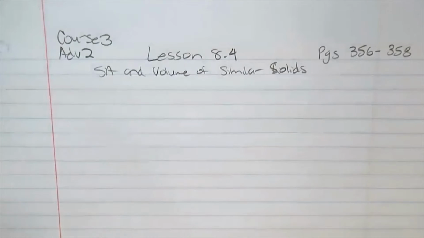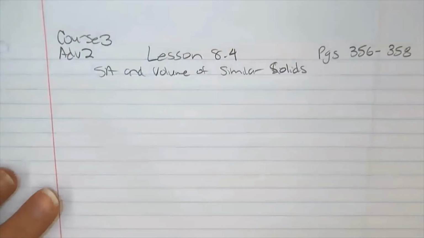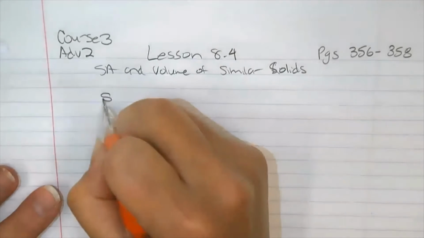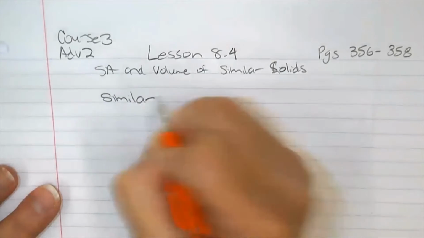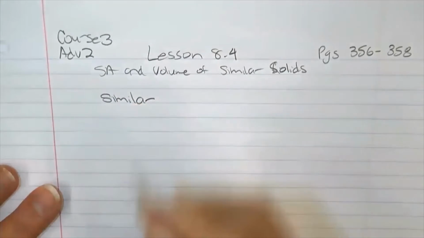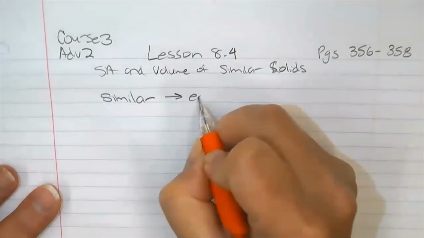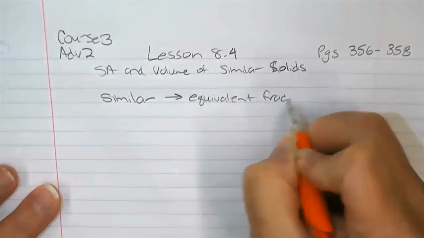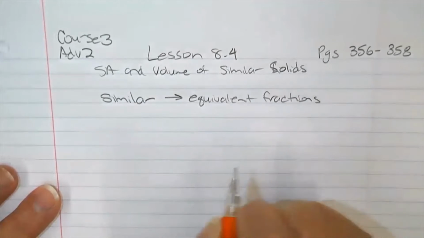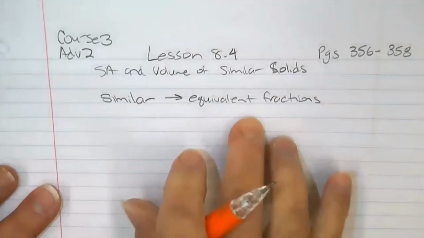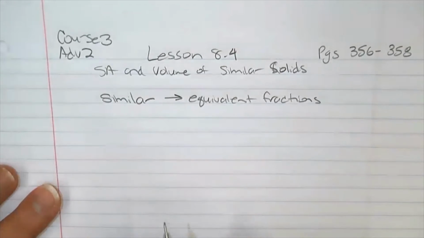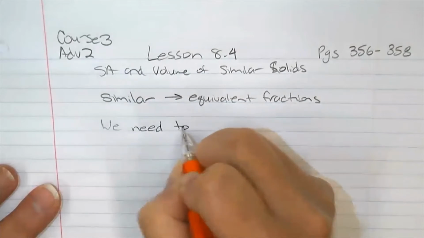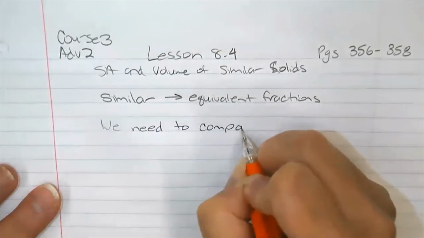Okay, so let's talk about some nuts and bolts that are going to make life a little bit easier. When we're talking about similar, think equivalent fractions. It's going to make life easier. So when we're talking about similar, think equivalent fractions. And we need to compare like units.